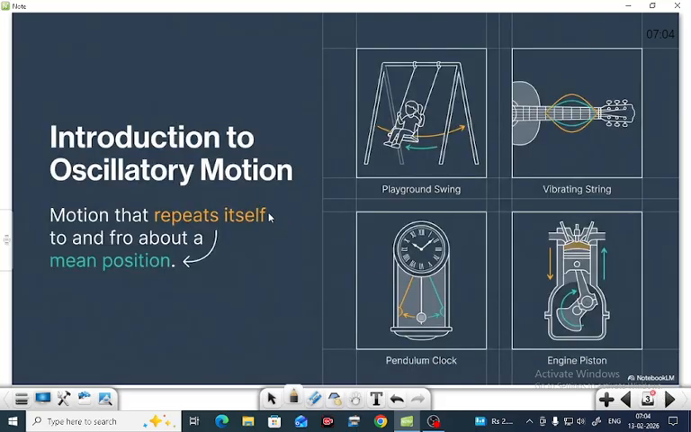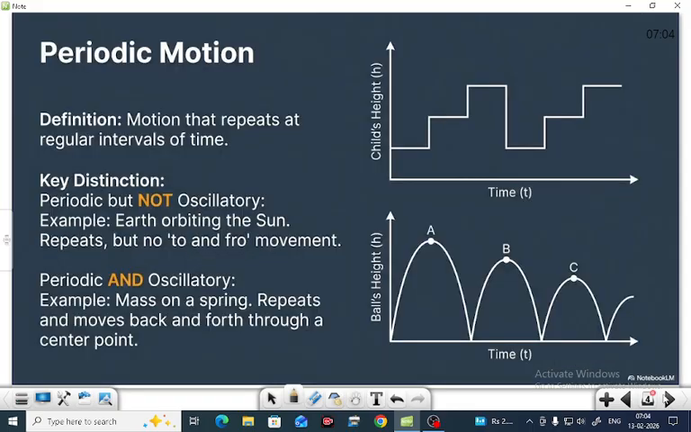Introduction to oscillatory motion. Motion that repeats itself to and fro about a mean position is called oscillatory motion. For example, a playground swing is an oscillation. A vibrating string in a guitar is also a type of oscillatory motion. The pendulum clock is also oscillatory motion. Or the engine piston, these are also examples of oscillatory motions.